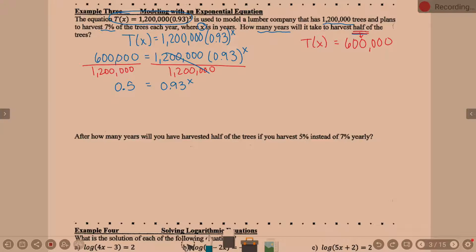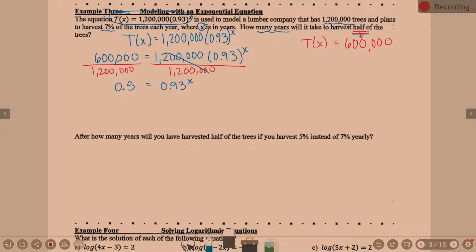How many years will it take to harvest half of the trees? One of the things we talked about yesterday is, what does half of the trees mean? And we came up with half of the trees being 600,000, right? So we had taken our equation, T of X equals 1,200,000 times 0.93 to the X. In place of T of X, we had put 600,000. Now, one of the new steps I talked about here is, before we could take the log of both sides, you can't take the log of this until you have just something raised to a power.